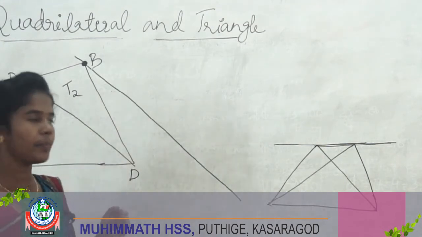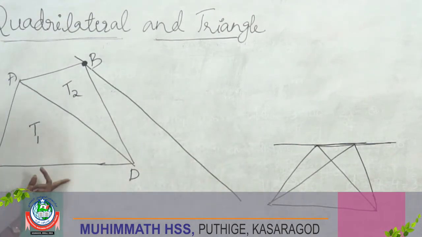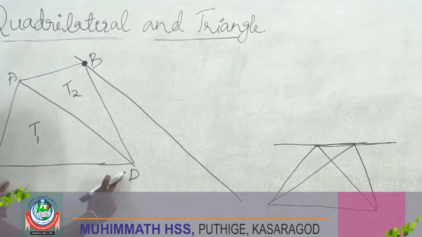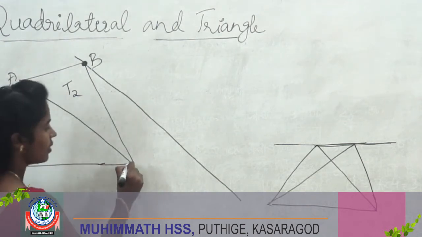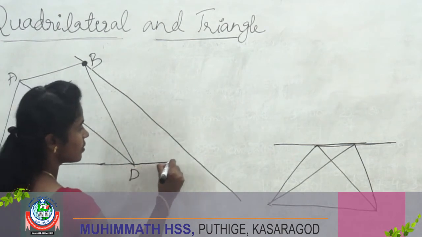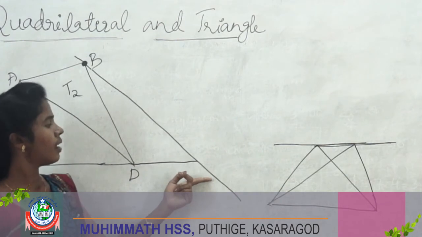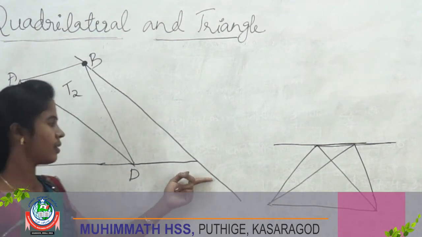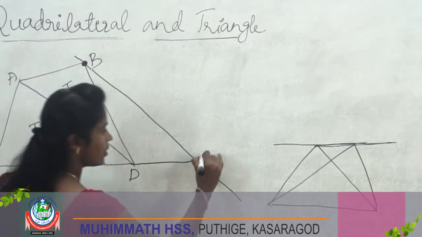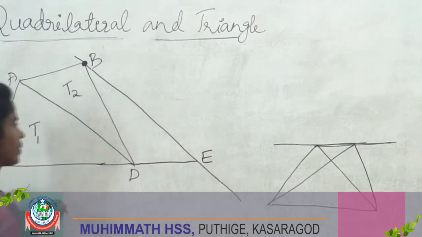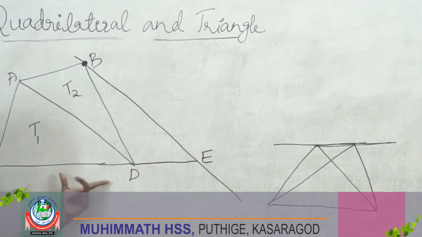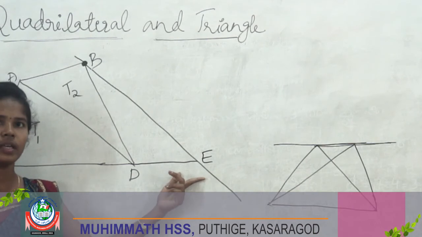Then the fourth step is extend the baseline. Here CD is the base. So extend the baseline until it touches the line that we drew previously. So it is E. Extend the baseline CD up to E.